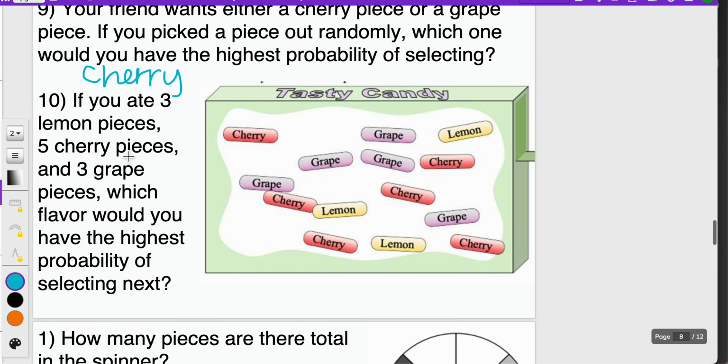If you ate 3 lemon pieces, 5 cherry pieces, and 3 grape pieces, which flavor would you have the highest probability of selecting next? So eating means they go away. So let's go ahead and eat. I'm going to scratch out 3 lemons. Notice those are already gone. 5 cherries. 1, 2, 3, 4, 5. And then 3 grapes. All I'm left with is a cherry, a grape, and a grape. So now my highest probability is going to be grapes.